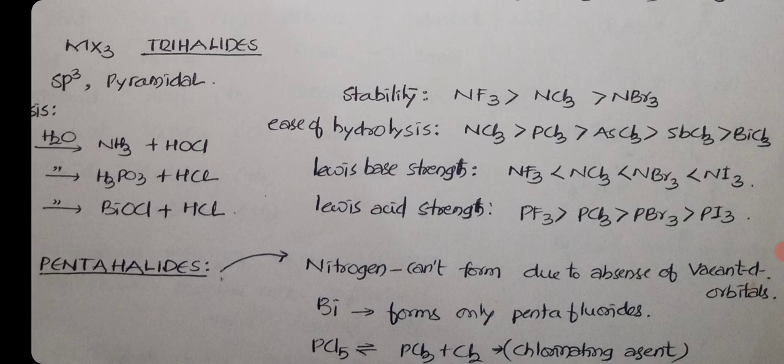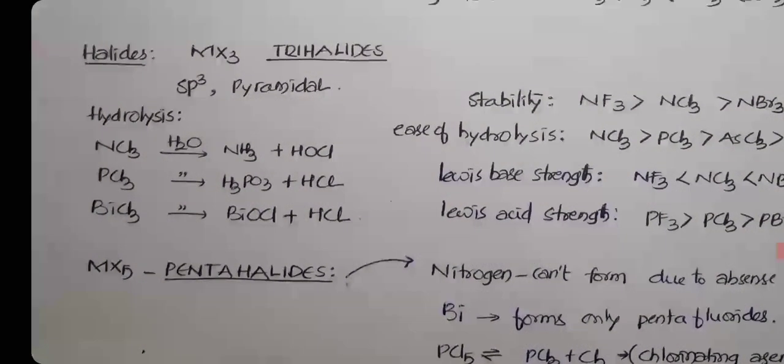Lewis acid strength: PF3, PCl3, PBr3, PI3. Lewis acid strength is more for phosphorus trifluoride. NCl3 hydrolysis produces HOCl, but PCl3 forms H3PO3. There is a difference, you see. NCl3 is giving you ammonia and HOCl. PCl3 is giving you H3PO3, and bismuth is very special, it gives you BiOCl, bismuth oxychloride.